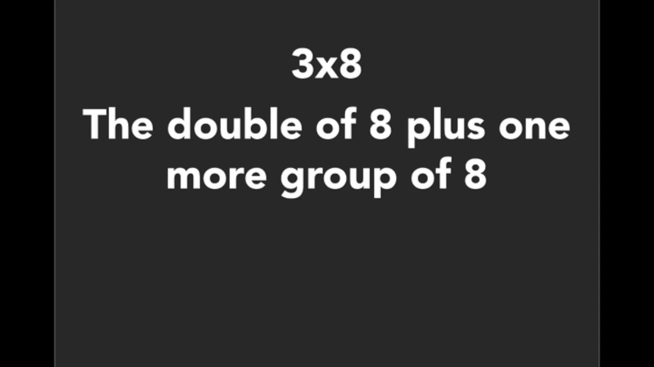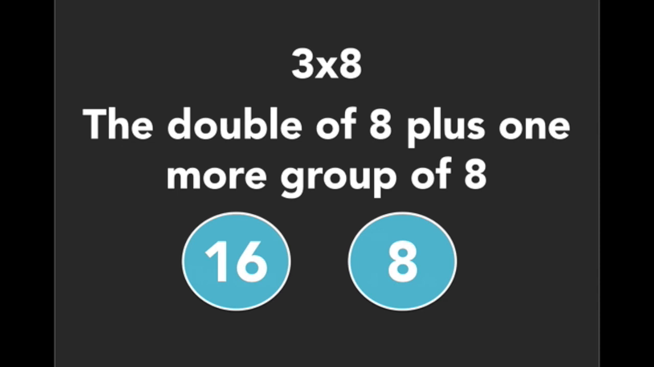Let's look at another one. 3 times 8. So we see that 3, we think to ourselves, what can we use? We can use the double plus one more group strategy. So the double of 8 plus one more group of 8. So the double of 8 is 16 plus one more group of 8 will give us 24.